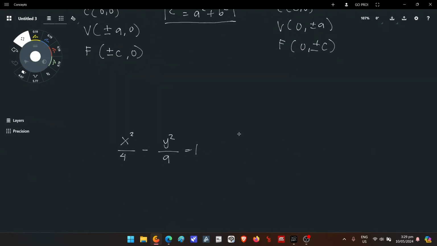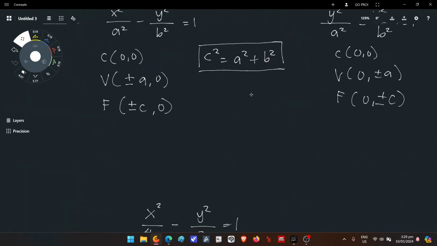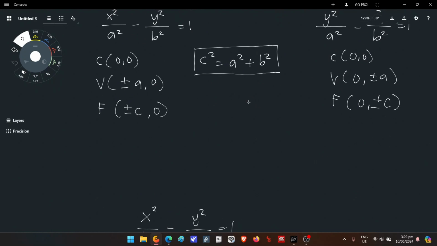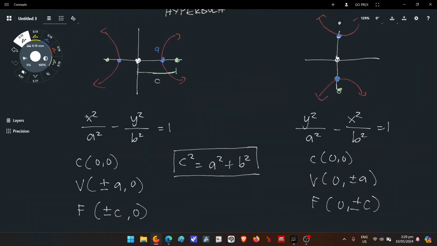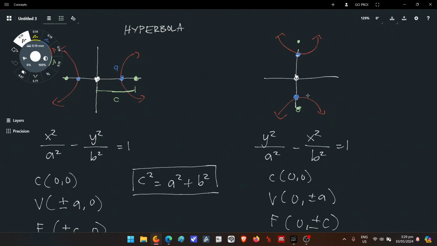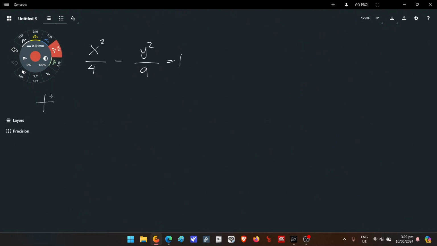So now let's move on to some problems. x squared over 4 minus y squared over 9 is equal to 1. Remember, if the positive side is the x term, then the hyperbola opens in this direction. And if the positive is the y term, then it opens in the y direction. So here we can see that the positive is x, so we know that it will be in this shape.